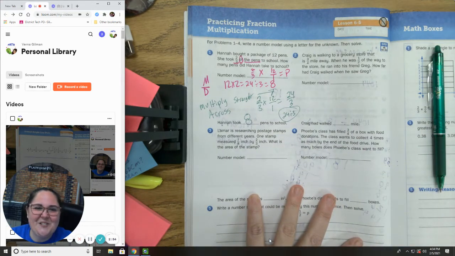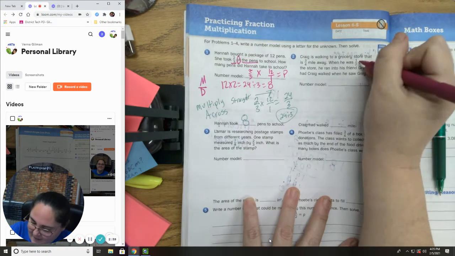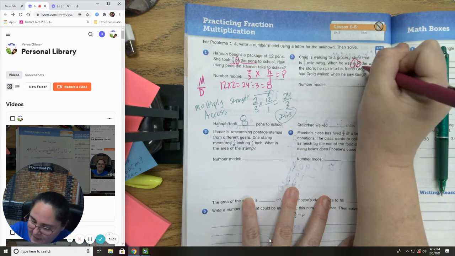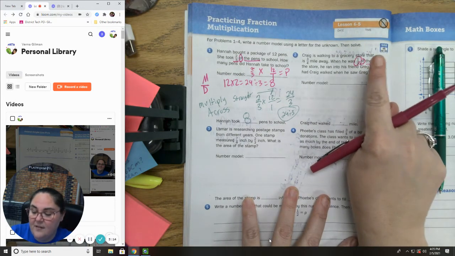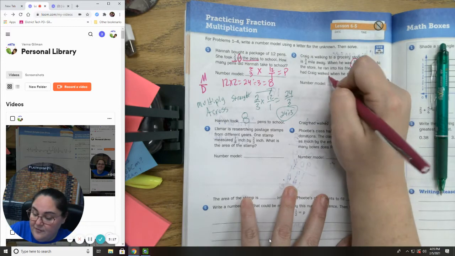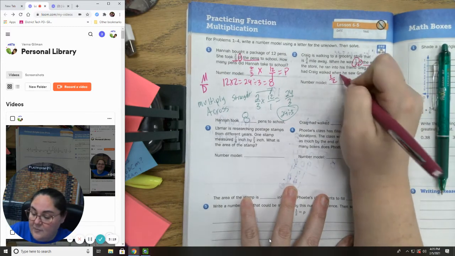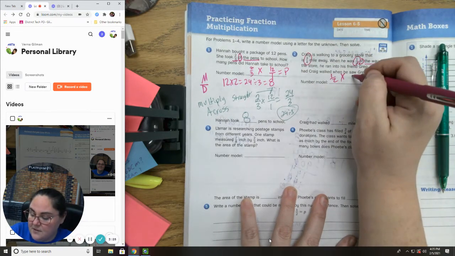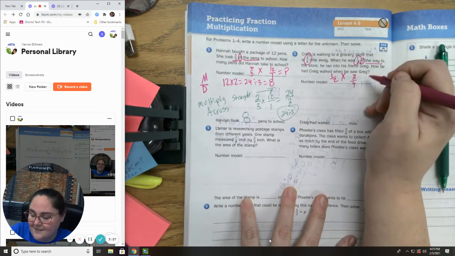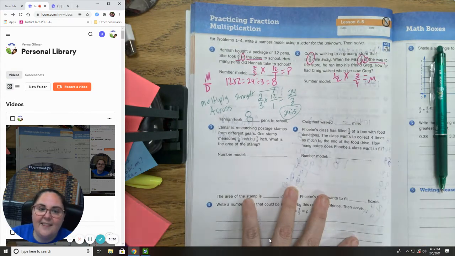Craig is walking to a grocery store that is 3/4 of a mile away. When he was half of the way to the grocery store, he ran into his friend Greg. How far had Craig walked when he saw Greg? Half of the whole way. So 1/2 of means multiply. The whole way to the store is 3/4. Done. That's my number model.